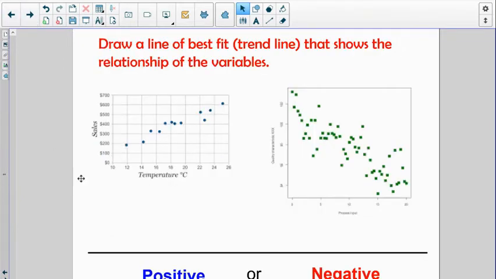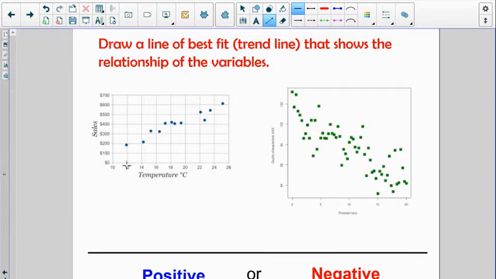So we're going to just take a few examples. This can be a nice short one today. Look at a few examples and draw our own line of fit. So it says draw a line of best fit, or a trend line, that shows the relationship of the variables. So I'm going to go ahead and grab my straight line drawer so I can draw it nice and straight and not freehand it. And on this first scatter plot, I can see that I'm comparing temperature with the amount of sales for some type of product, I guess.